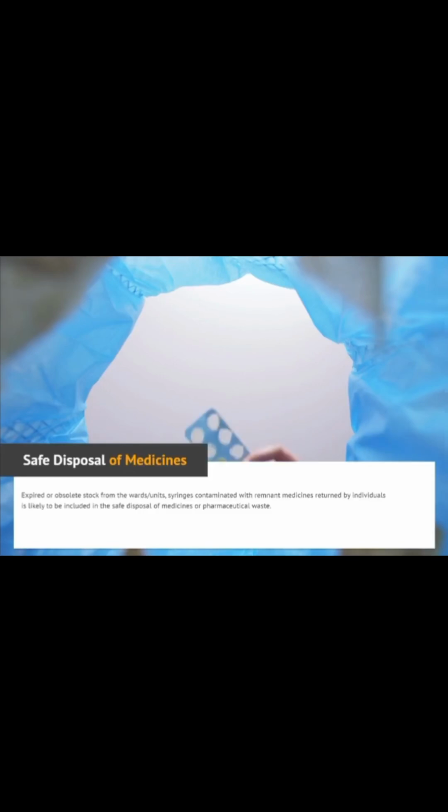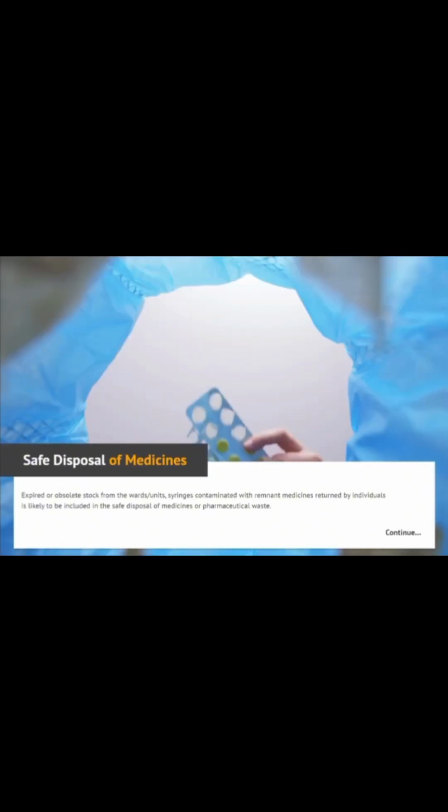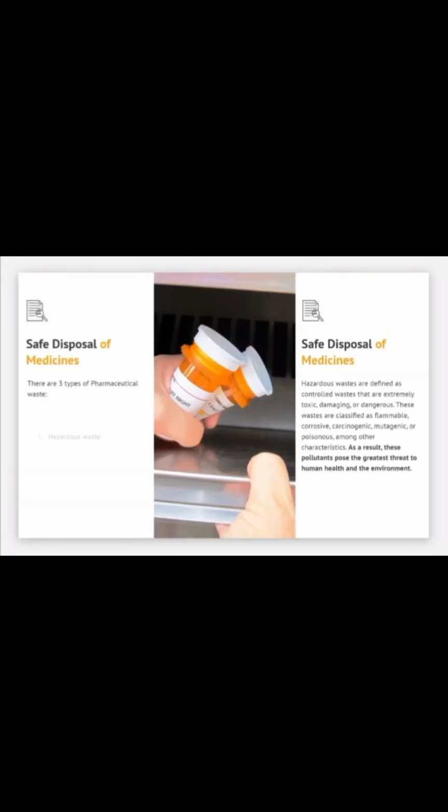Safe disposal of medicines. Expired or obsolete stock from the wards or units, and syringes contaminated with remnant medicines returned by individuals, are likely to be included in the safe disposal of medicines or pharmaceutical waste. There are three types of pharmaceutical waste. 1. Hazardous waste. 2. Non-hazardous waste. 3. Not pharmaceutically active and do not possess any hazardous properties, for example, sodium chloride or glucose solutions.